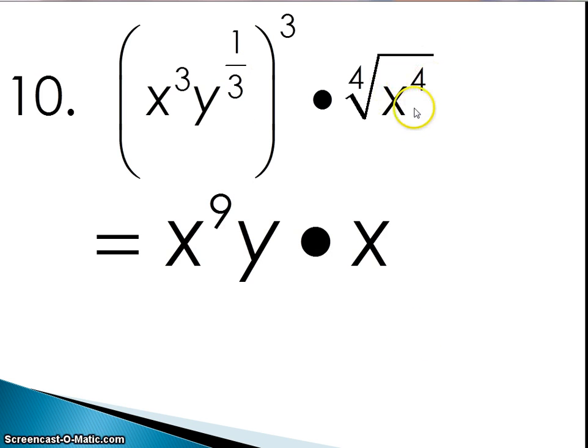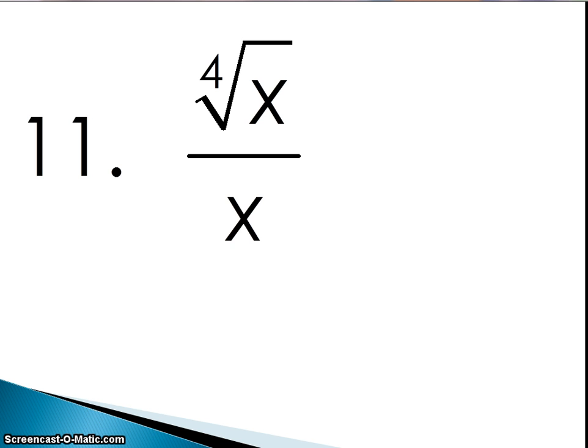This one we expanded and we had 4 x's and we circled one group. So this is all we have left. We're almost there. So now we've got bases that are the same with an understood 1. So we add. So our answer is x to the 10th y.